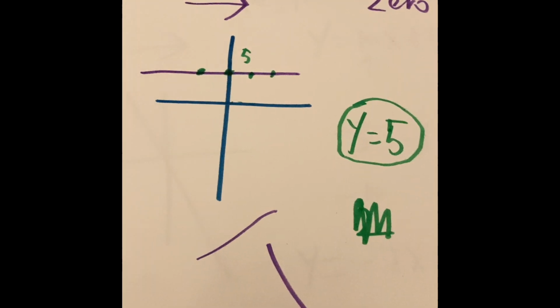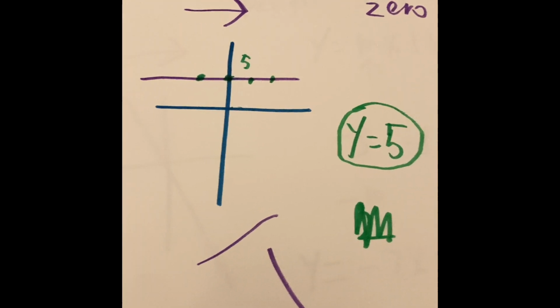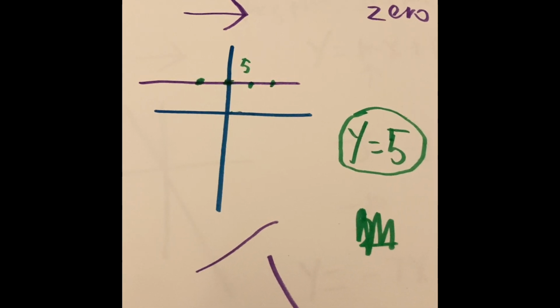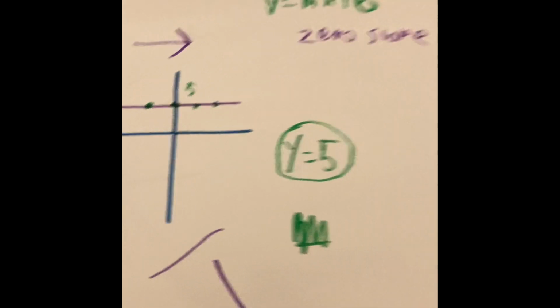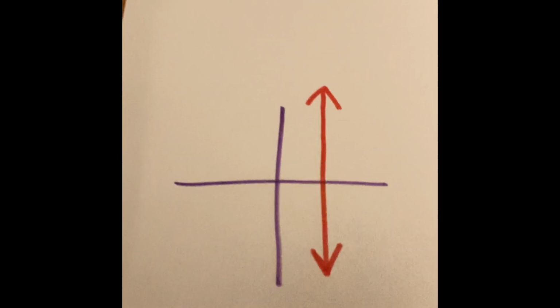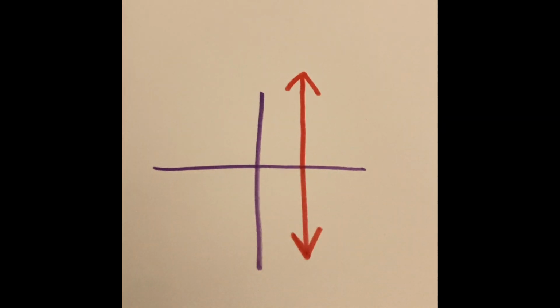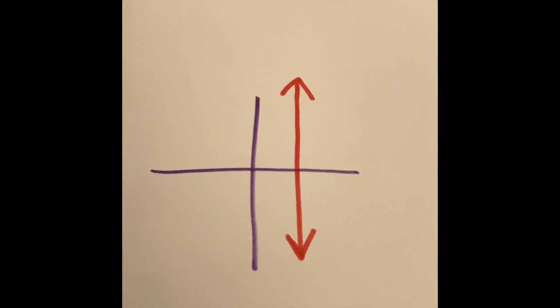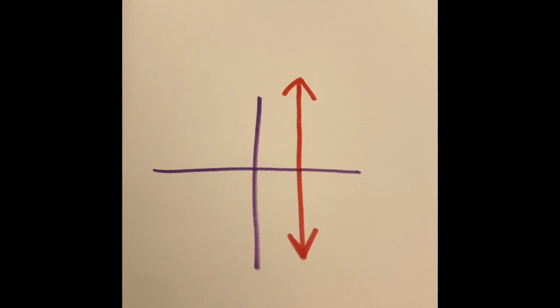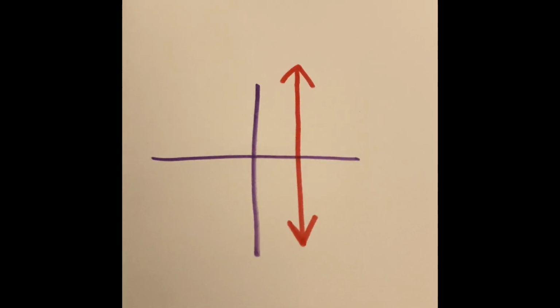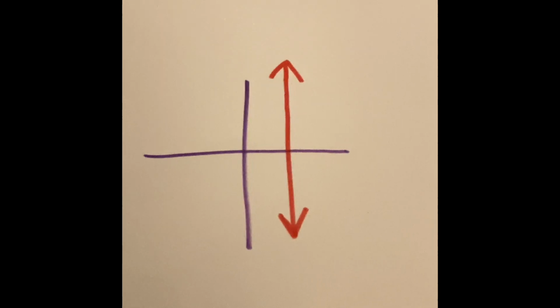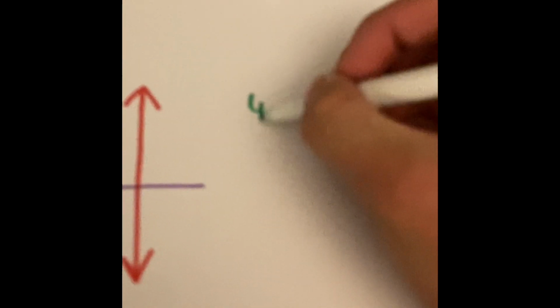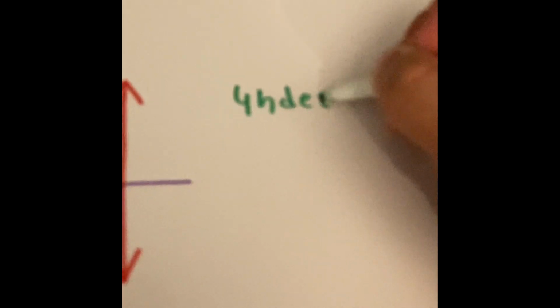Let's move on to our last slope of the day, which doesn't really seem like a slope, because when you see a line that goes up and down, it doesn't seem like a slope. What do you think this slope is called? Yes, this slope is actually not a slope. It's called undefined.